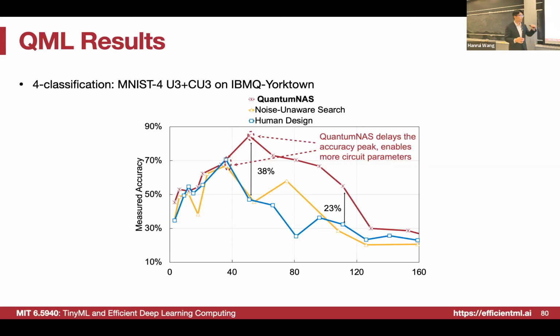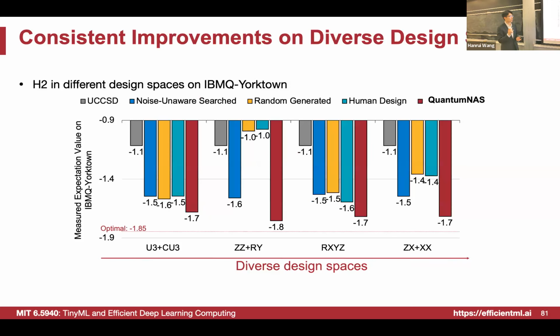Say previously, the physicists fabricate this device, and using some human design, you can only use like 40 gates. But using our search, you can better use the device by adding to 60 or 70 gates. So using the system level optimization, you can better leverage the device instead of just waiting for the physicists to improve the device. We can use this search method to extract more computing power from the existing device.